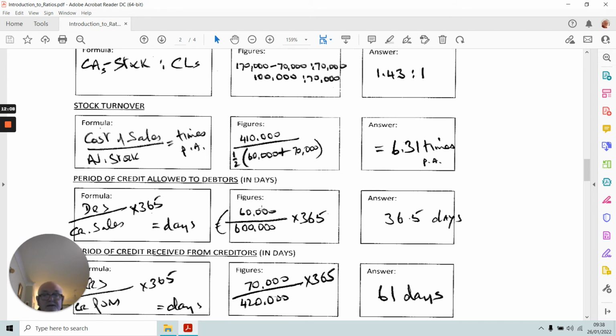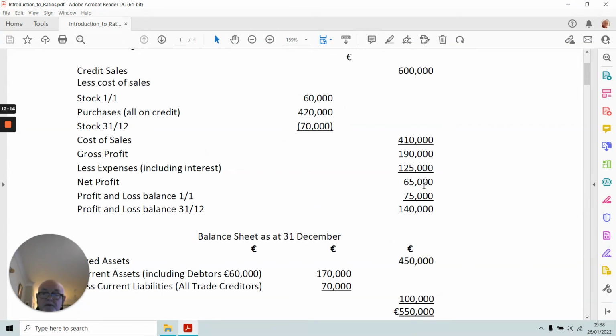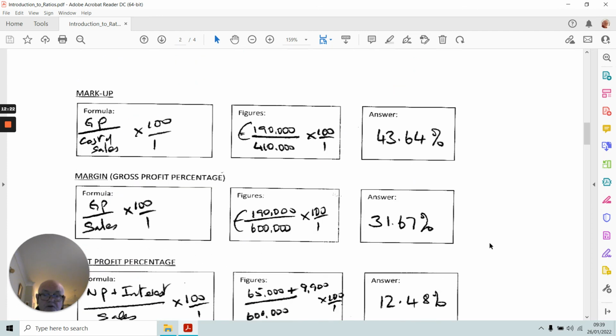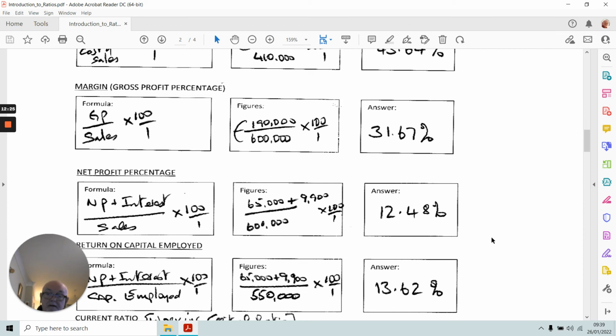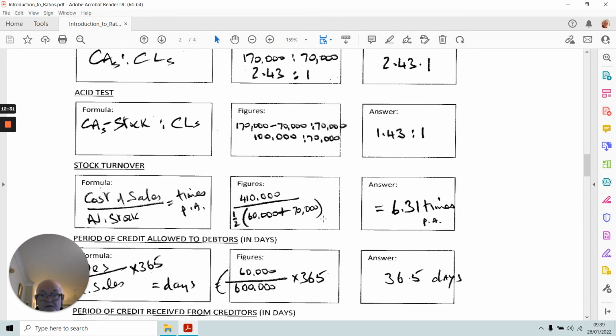So our cost of sales in the trading account was 410,000 euro. We see it up here in our abridged trading profit and loss. Our cost of sales was 410,000 euro. If you like, that's the total stock that one has during the year. And then we're dividing it by the average stock, which is the average of 60,000 and 70,000. So it's 410,000 over 65,000, which is 6.31 times per annum. It means that this firm sells its average stock about 6.31 times each year.